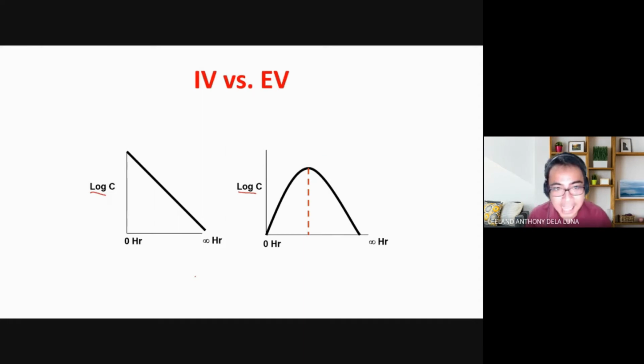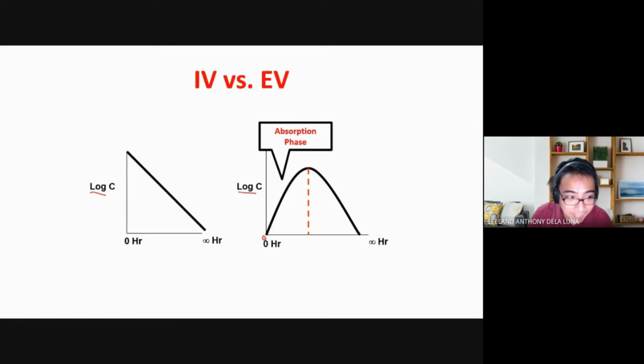Okay, so class, this is the main difference between an intravascular versus an extravascular route of administration in terms of the graph that you create. Okay, following a first-order process at the same time plotted in a semi-log graphing paper. For an extravascular route, class, notice this. The plasma concentration, class, starts at 0 time. And at 0 time, class, the concentration is also 0. Then slowly, tumataas siya until you reach a certain peak.